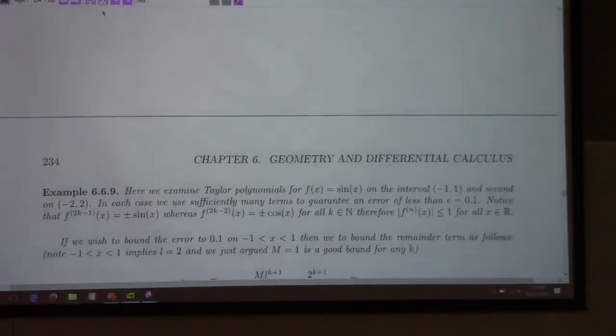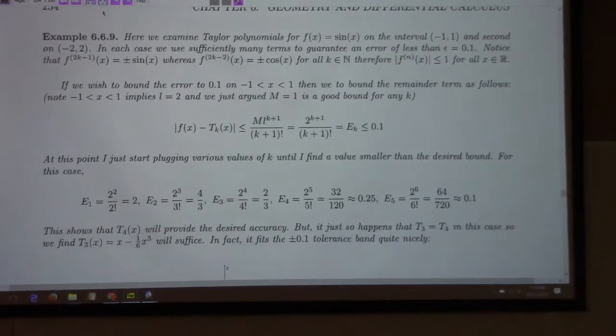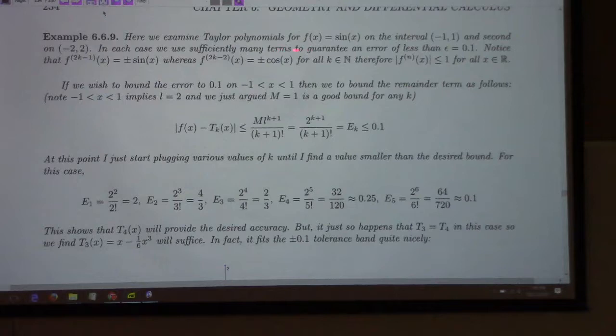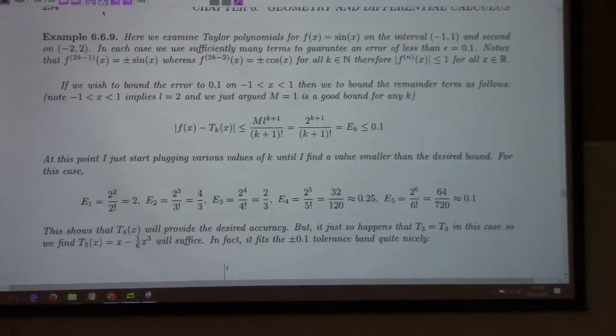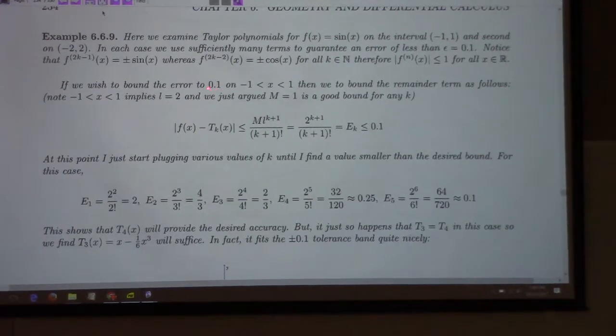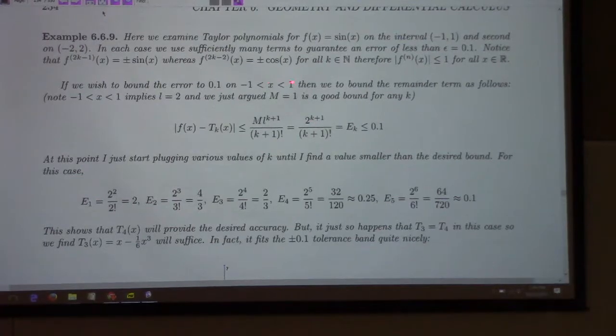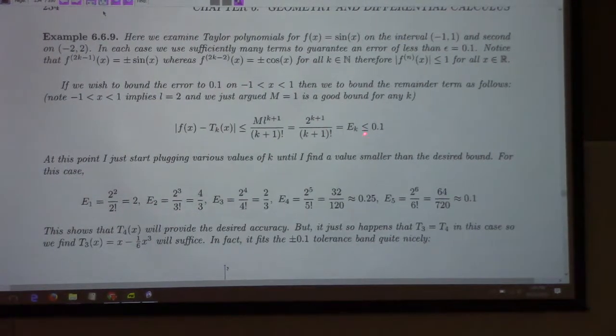I have another example. How about sine x on the interval -1 to 1, or -2 to 2? Of course, the bound on the nth derivative of sine is 1, like I was just talking about a second ago. And so if I want the error to be less than 0.1, for example, on -1 to 1, then I need to look at, so the length here is 2, so 2 to the k plus 1 over that, less than 1. So how do you solve something like this?